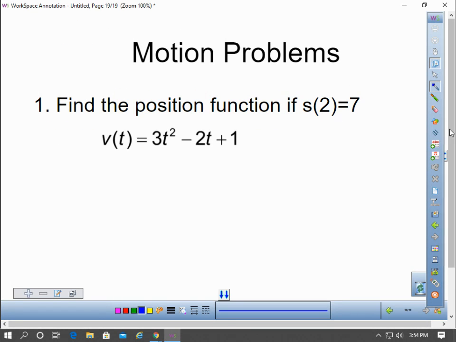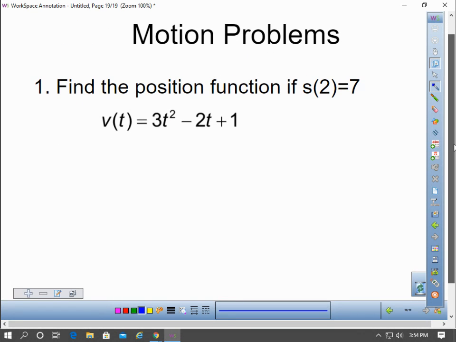All right, so this is our last little short video for this week. I wanted to talk about motion problems again. Now, we already did motion problems where we went from position to velocity to acceleration. So we already did motion problems where we took derivatives. So now we want to talk about motion problems where we're going backwards and you're having to integrate.